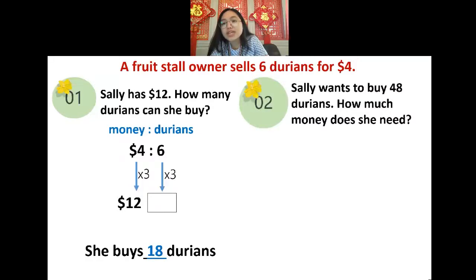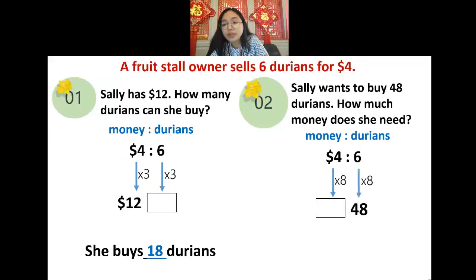Okay, next one, Sally wants to buy 48 durians. How much money does she need? We have the ratio money is to durians, so $4 is to 6 durians. If you're going to buy 6 durians, you pay $4. Now, we don't know the money that we're going to pay, but we know that we want to buy 48 durians. Okay, what is the answer? The answer there is $32.